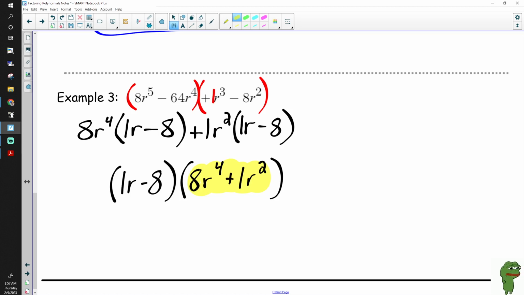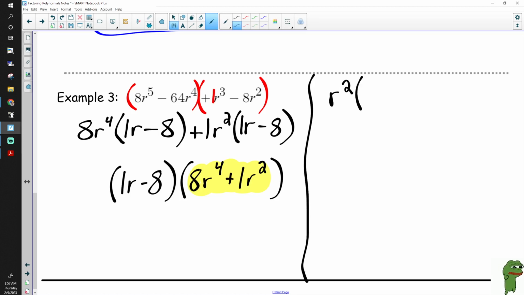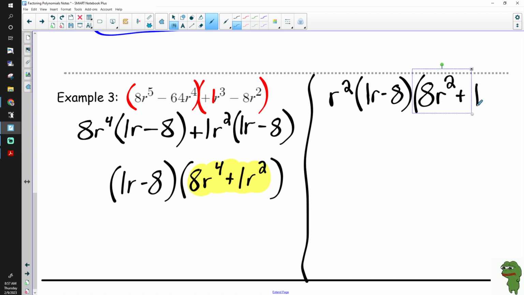And whenever we take something out, where do we put it? Way out front. So I'm going to take out an r squared. I can take out 2 r's from both of these, so I'm going to take them out and I just write it way out front. I'm going to be left with 8r, I took 2 away, so 8r squared, plus 1.